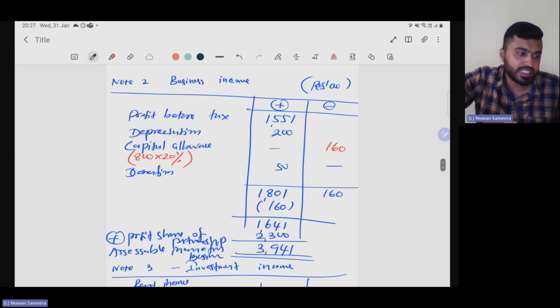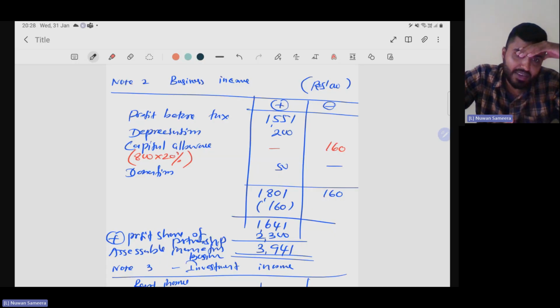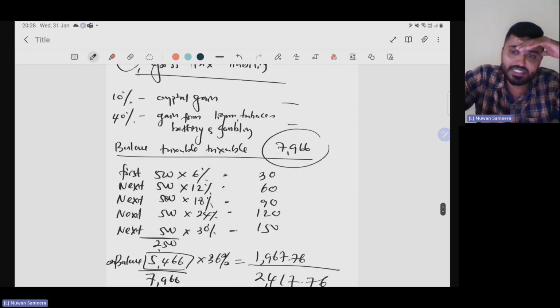I don't know whether that is possible or not. However, if there is any capital gain, that means the gain from the realization of an investment asset, that income needs to be taxed separately at 10%. You need to take the capital gain out of the taxable income, and that needs to be taxed at 10%. Clear? That is the application. So in this case, there was no capital gain. That's why I did not apply that 10%.